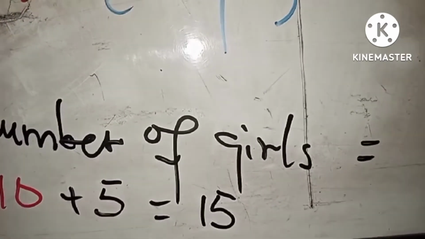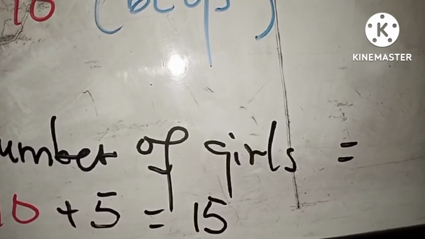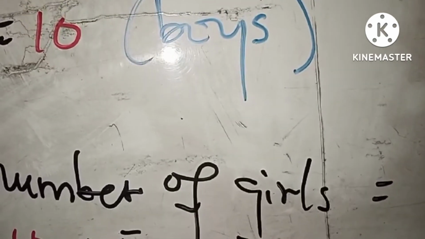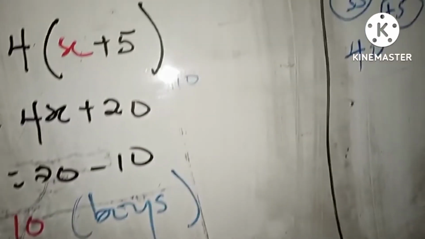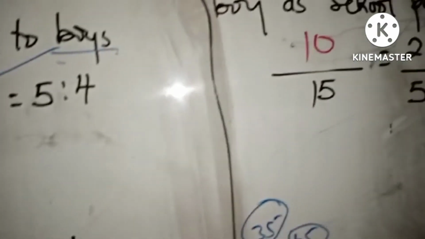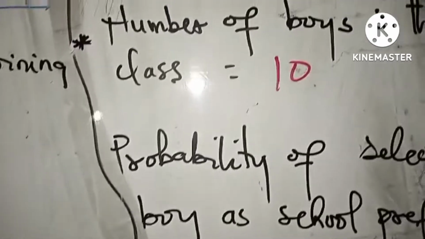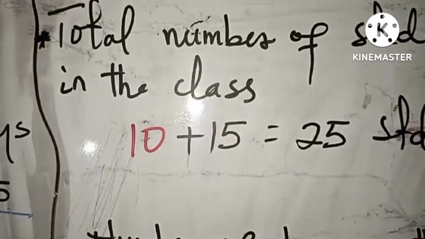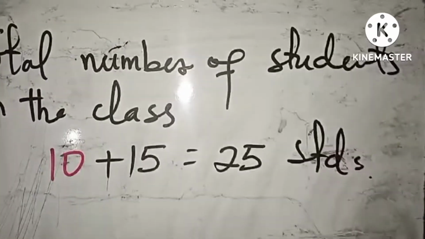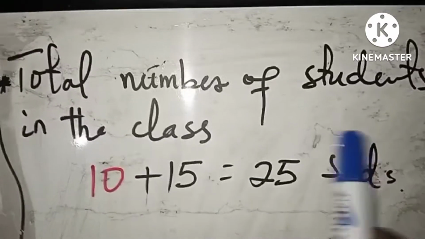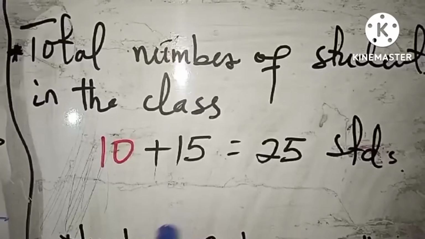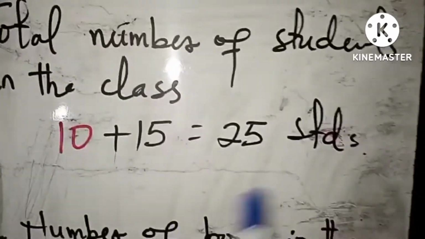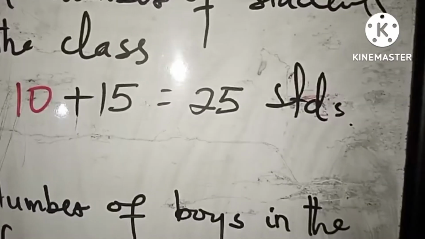Okay, now the second question says that you should find the total number of people in the class. So the total number of people in the class, of course, is going to be the number of the girls plus the number of the boys, right? So that will give us the total number of students in that class. So the total number of students is going to be 10 plus 15. This is for the boys and this is for the girls, right? So that will give us 25 students in that class.